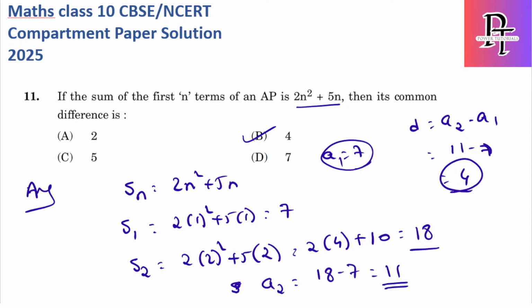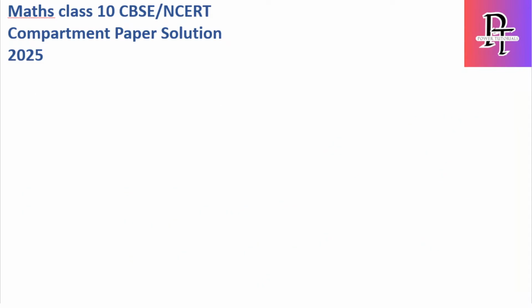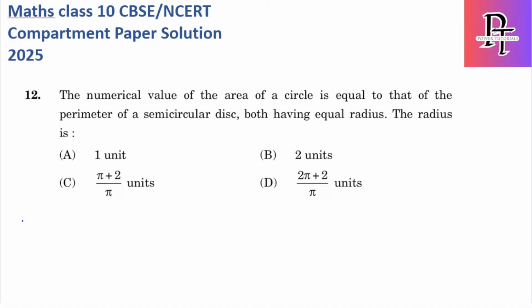Okay, let's move to the 12th question. The numerical value of the area of a circle is equal to that of the perimeter of a semicircular disc. Okay, this is interesting. A semicircular disc will be something like this. It is a complete part, it's not empty. So what is the perimeter of the semicircular disc?